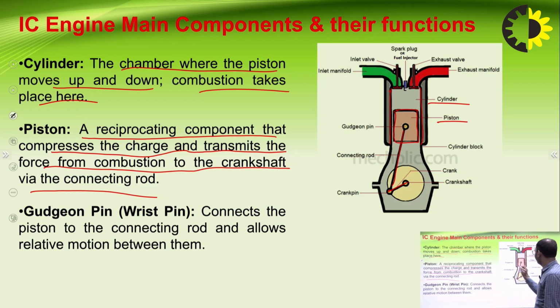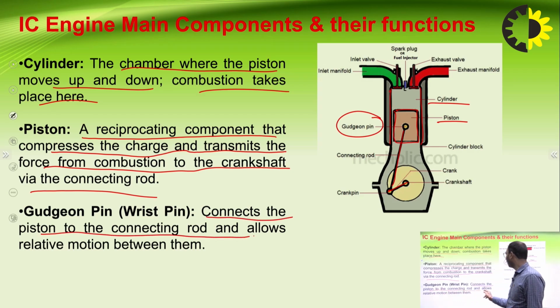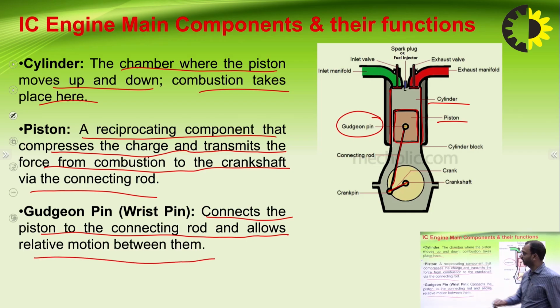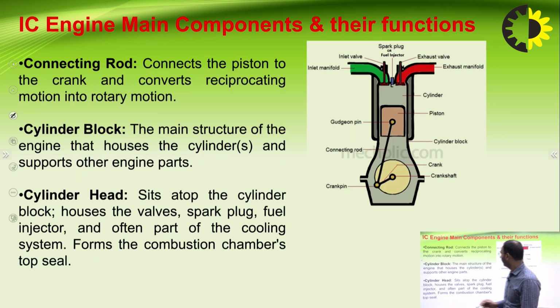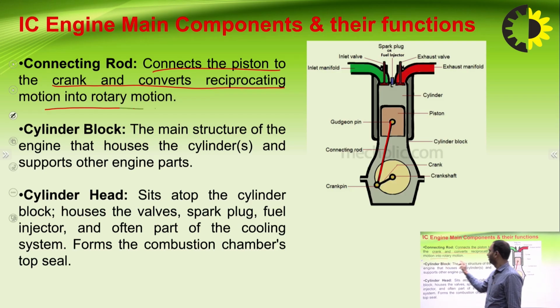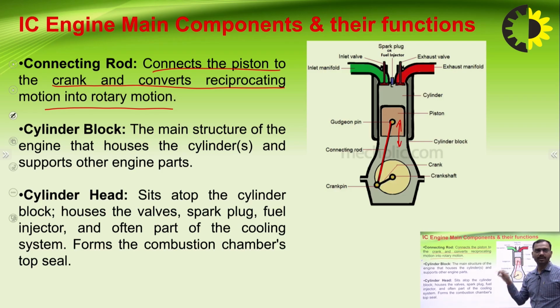Then another one is gudgeon pin, also called wrist pin. What is this? This connects the piston to the connecting rod and allows relative motion between them. Then the next one is connecting rod. What is connecting rod? This one. It connects the piston to the crank and converts reciprocating motion into rotary motion. So this converts the reciprocating motion of the piston to the rotary motion of the crankshaft.